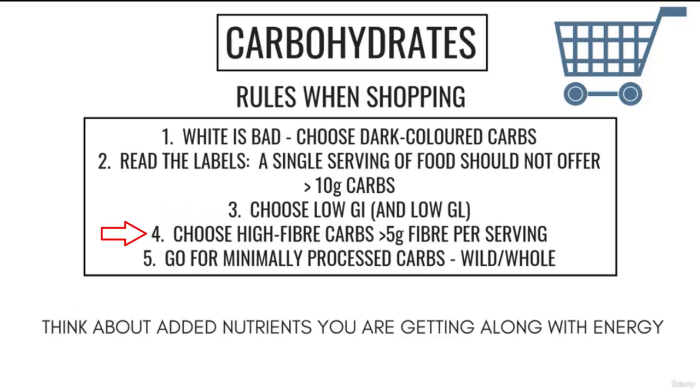Choose higher fiber carbohydrates. So generally, if you're looking at a food label and you're reading the per serving amount, that should be 5 grams or more of fiber, because then you know that this is going to be good for your tummy, and it's also going to release more slowly into the blood system. And go for minimally processed carbs, either whole grains or in their whole state, or wild grains or wild rice, because then we know that all the good stuff has not actually been removed by processing.